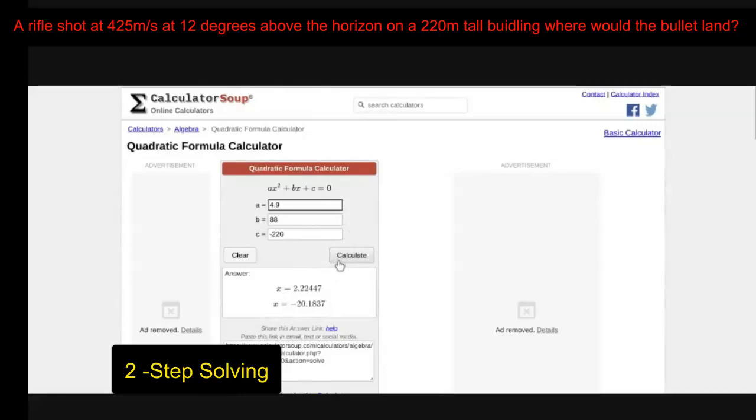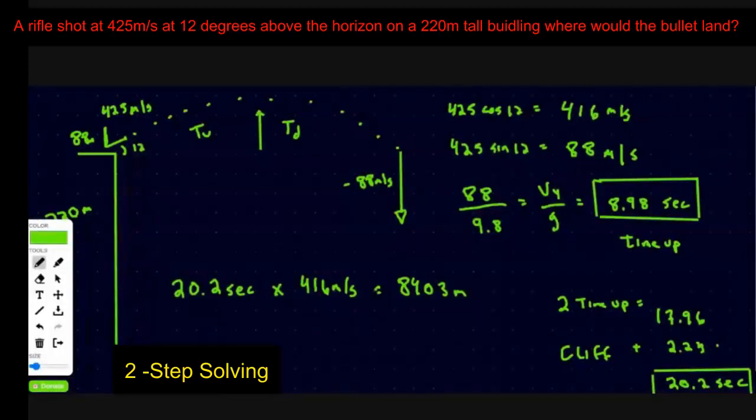So at this point, I had to go back to my other picture, okay? And you'll see what I did here. I'll close that right there. So once I do that, I have 17.96. This is just the fall from the cliff, ends up being 20.2 seconds. But at that point, you just take this number and multiply it by your horizontal velocity, which is 416 meters per second in the x direction. You should get the number, the distance traveled is 8,403 meters.